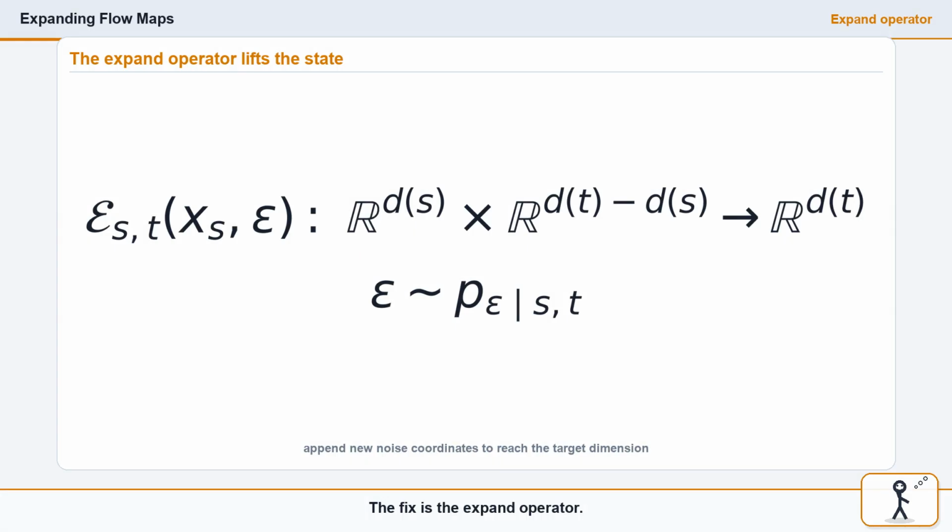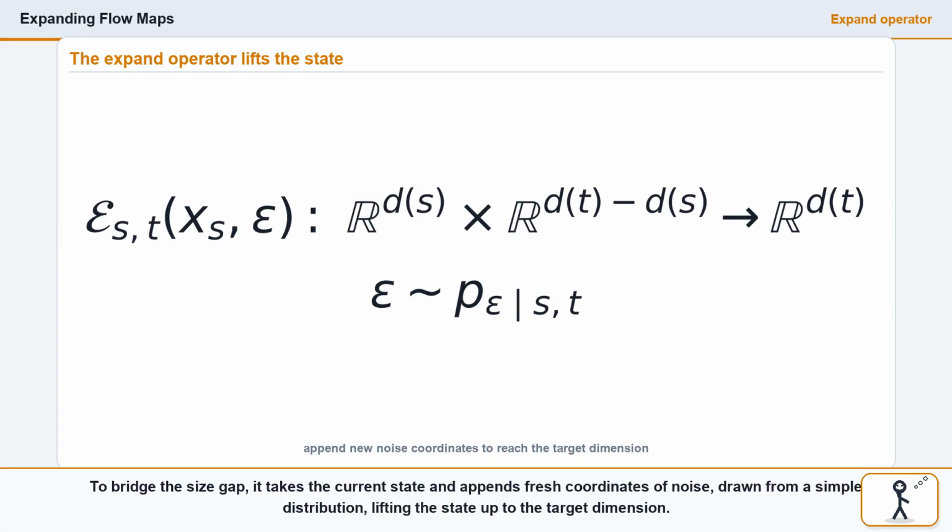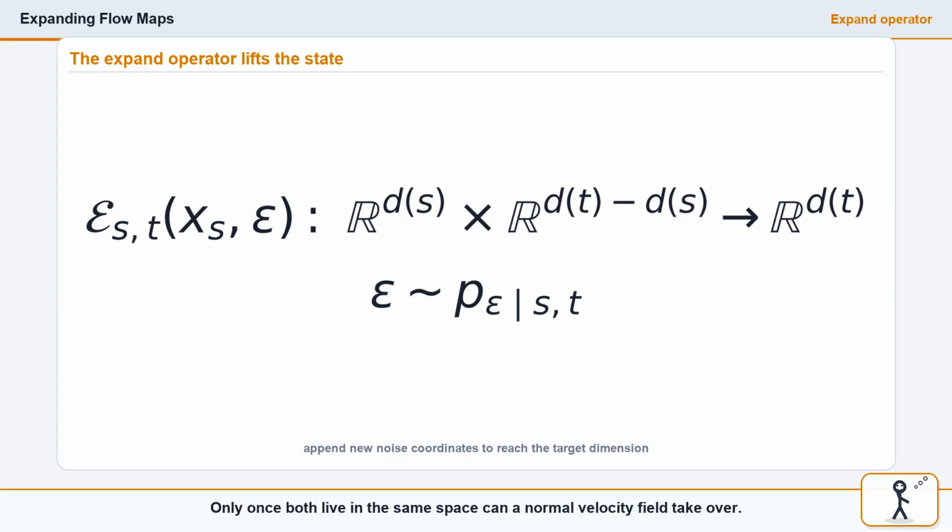The fix is the expand operator. To bridge the size gap, it takes the current state and appends fresh coordinates of noise, drawn from a simple distribution, lifting the state up to the target dimension. Only once both live in the same space can a normal velocity field take over.